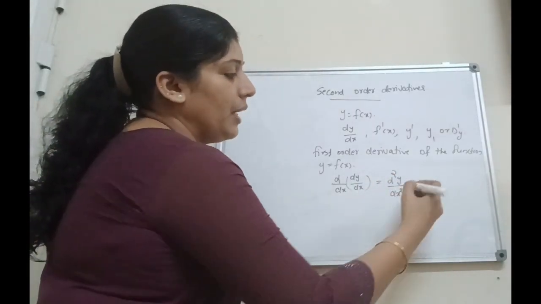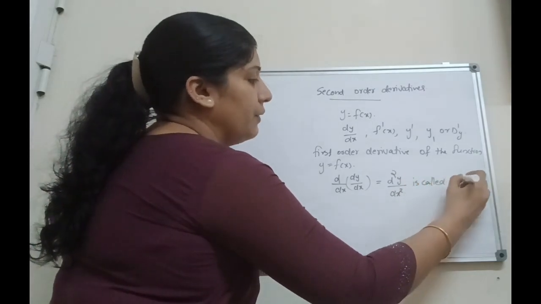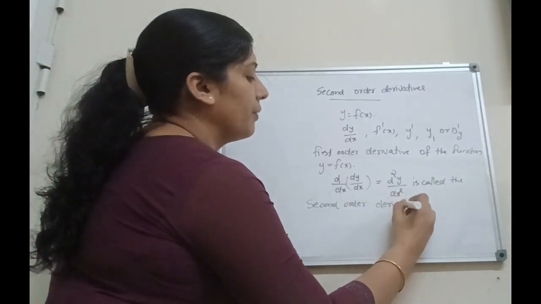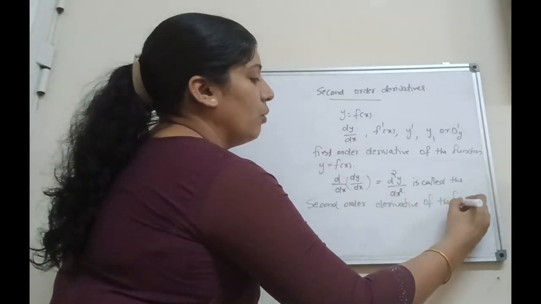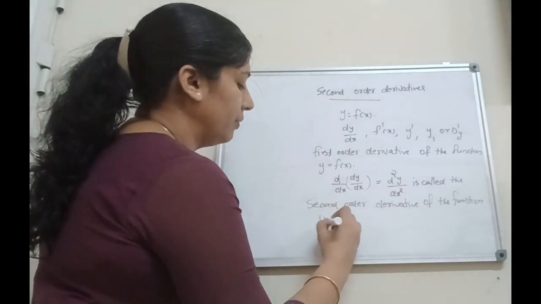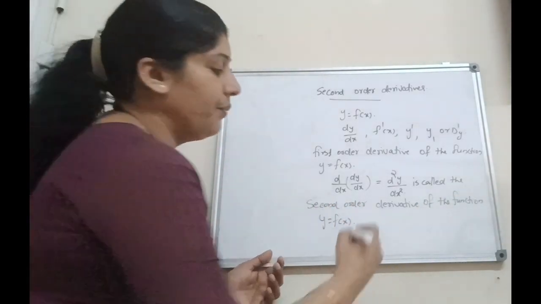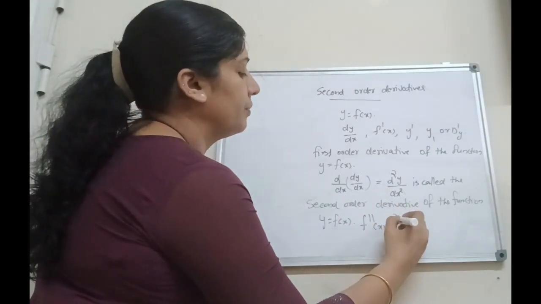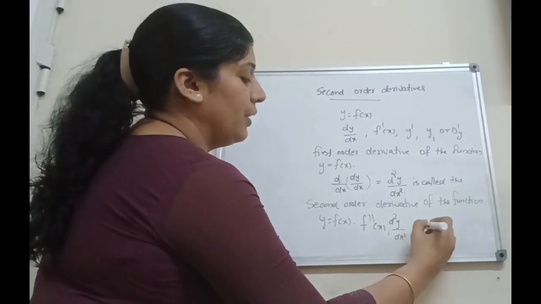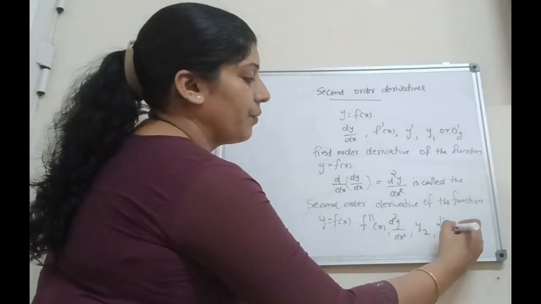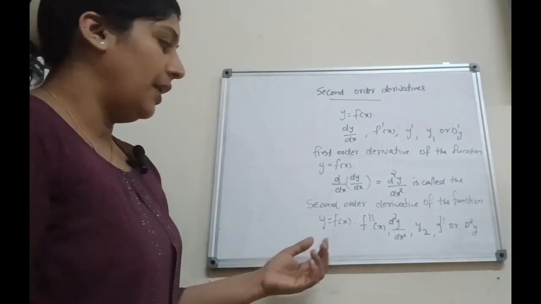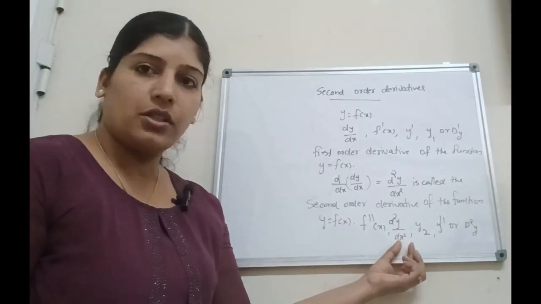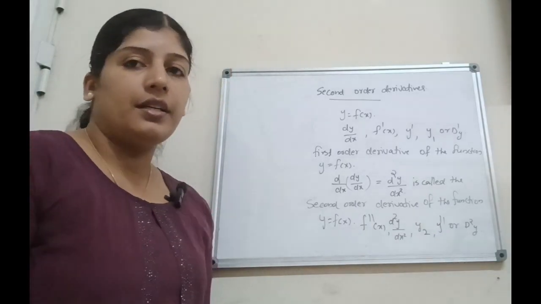It is denoted by d square y by dx square. Here d square y by dx square is called the second order derivative of the function y equal to f of x. It is also denoted by f double dash of x, d square y by dx square, y2, y double dash, or D square y.